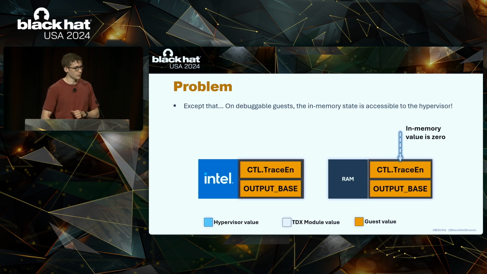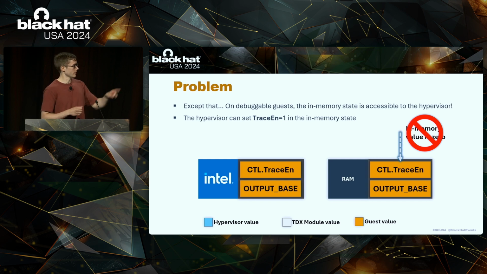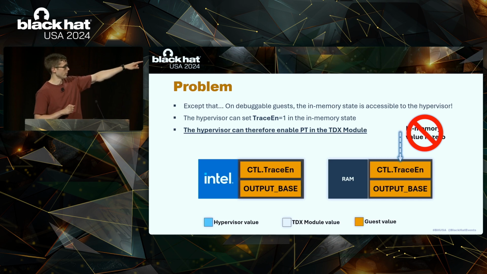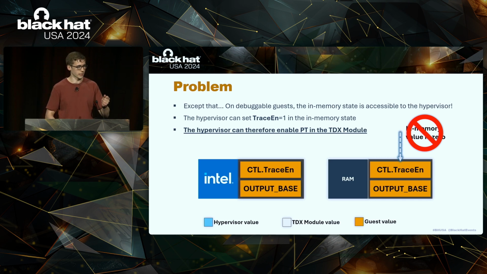That means that the assumption that the in-memory value of the trace-enabled bit is 0 is actually wrong, because the hypervisor could have set it to 1 on a debuggable guest. And if that happens, it means that the hypervisor can therefore enable processor trace in the TDX module, because the value 1 then gets copied into the CPU, and from then on, processor trace gets enabled in the TDX module.